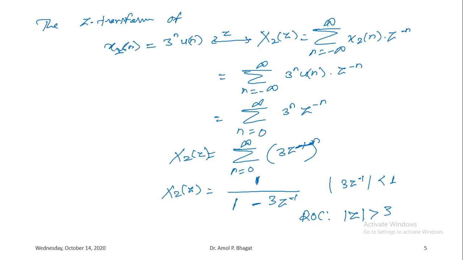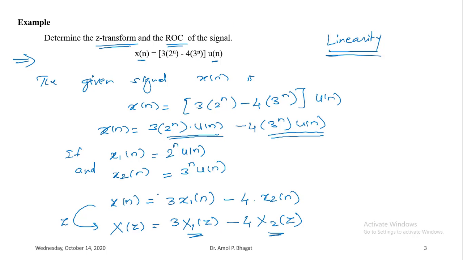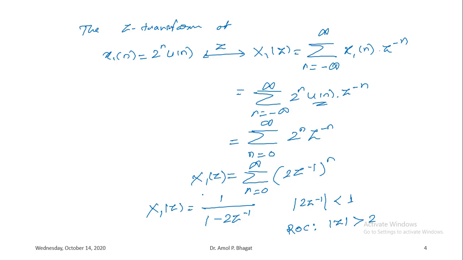So we identified the z transforms of x1 of n and x2 of n. As per this z transform equation, we'll simply write the z transform of the given signal x of n. This signal x of n is what we have represented here as 3 into x1 of n minus 4 into x2 of n.